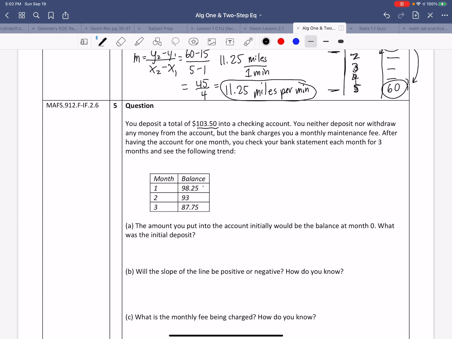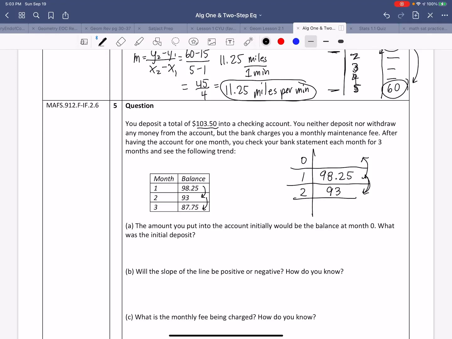So the amount you put into the account initially would be the balance at month 0. Okay, so here at month 0, and then in month 1. So again, on our last quiz, we asked, can we work backwards? And the answer should be yes. We just have to figure out how we went forward.